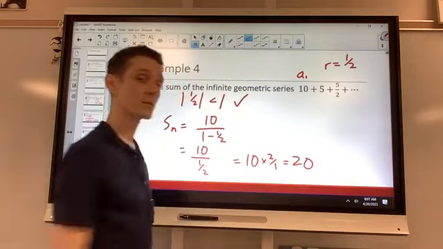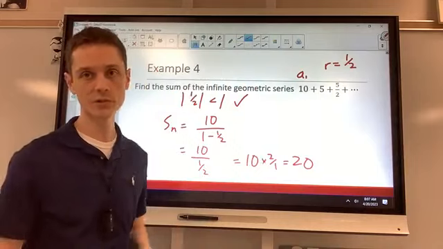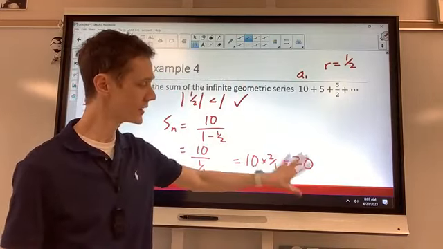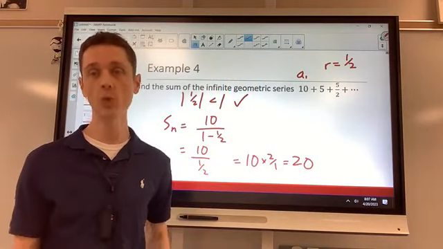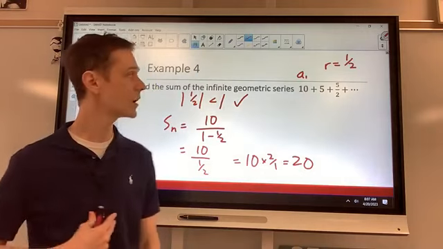So if I added these numbers up, eventually the numbers get so small, I'm adding numbers like 0.00000001, and it ends up not really affecting the total sum. So the infinite sum in this case is 20, if I was able to add those numbers for the rest of my life. And that's it for the lesson on geometric series.